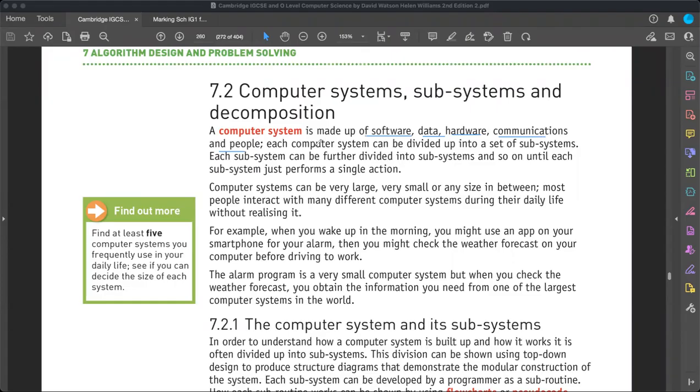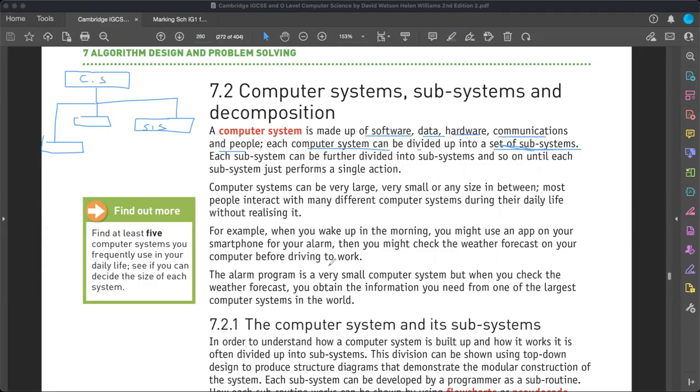Each computer system is divided into a set of subsystems. This is a computer system, and we are going to divide the computer system into subsystems. I already taught you this. I'm just going to draw it for you to understand. So this is a computer system, CS, and these are the subsystems, SS.